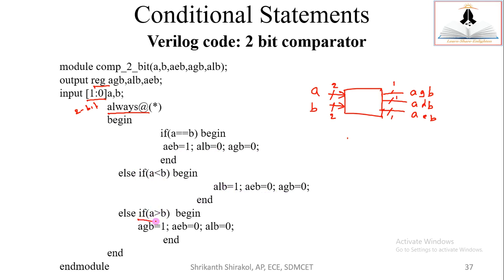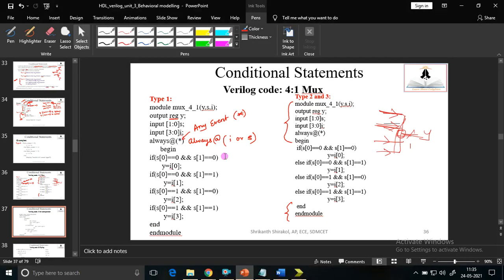Else, again, this condition is optional. If you leave it also, it doesn't matter. Okay, because this is the only condition left now. If you just ignore it also, it will check. Just write else, check it, or else you can write it, no problem. A greater than B is 1, rest everything is 0. So very simple, right? We shall take this code into the Xilinx simulator.